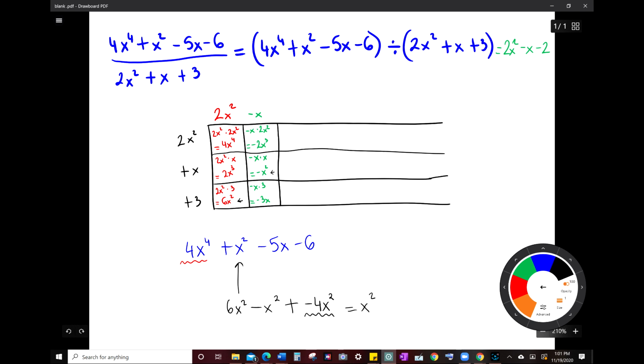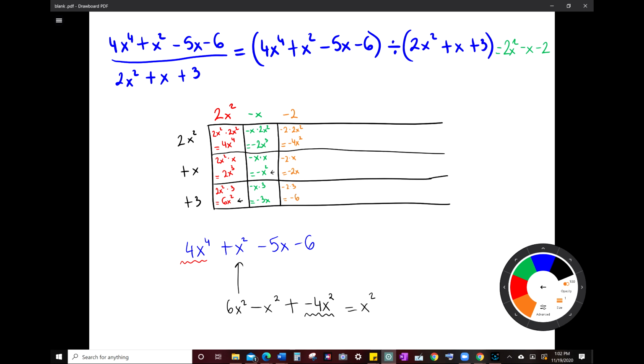So now on the next line, I need to have this one as negative 4x squared. And that means I need to figure out what multiplied by 2x squared gives me negative 4x squared. And I think of negative 2. So now I have negative 2 times 2x squared gives me negative 4x squared. And keep going with that. I have negative 2 times x equals negative 2x. And then I have negative 2 times 3 gives me negative 6.